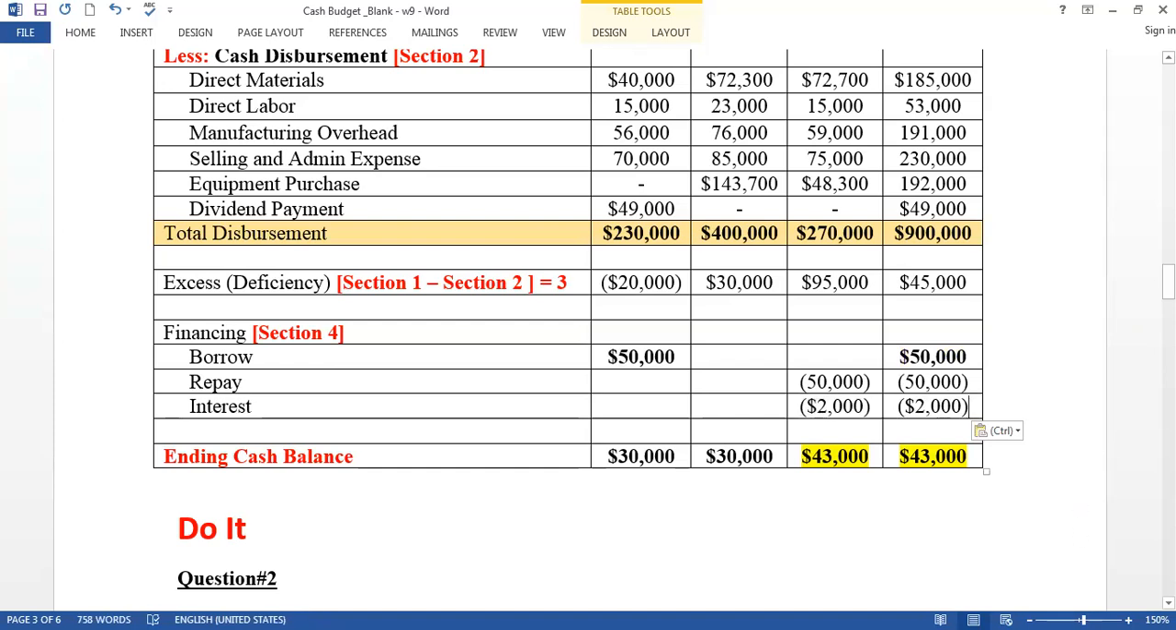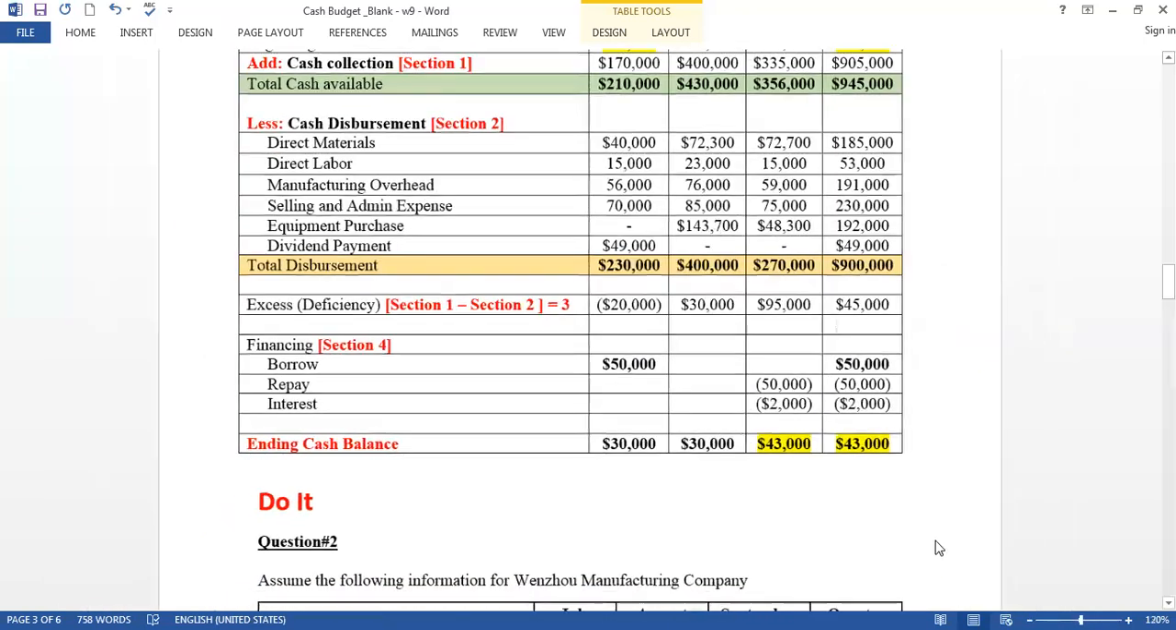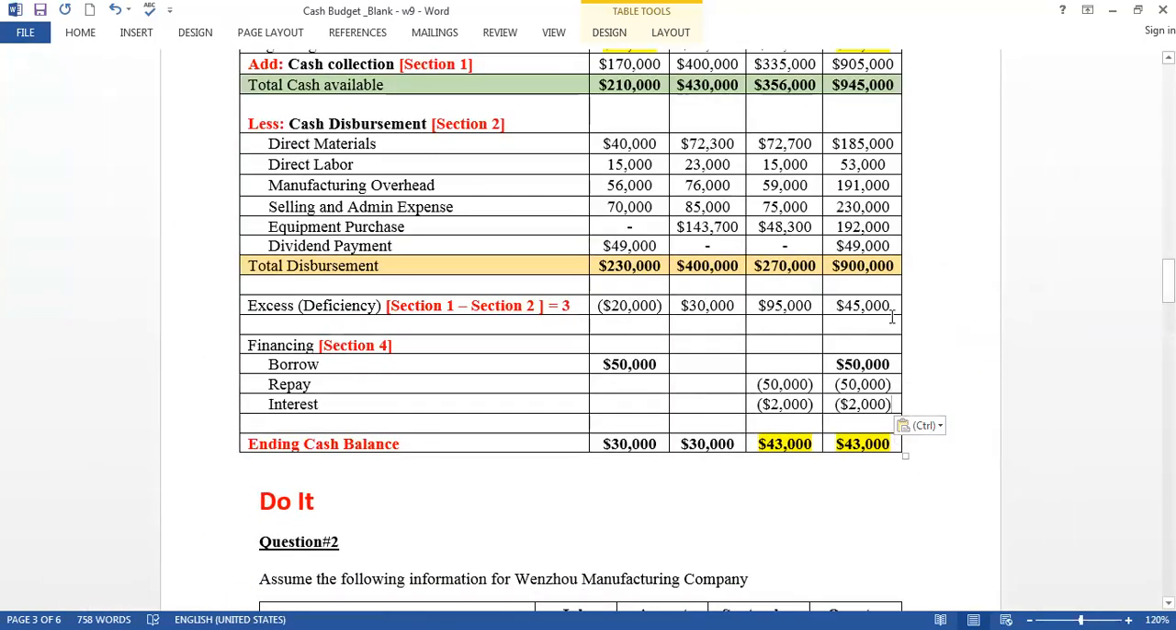And this is the solution. And you can see that if you plus minus this, it is $43,000. It is proved. So 45,000 plus 50,000 minus 50,000 minus 2,000 equals $43,000. It is proved. Okay. Clear?